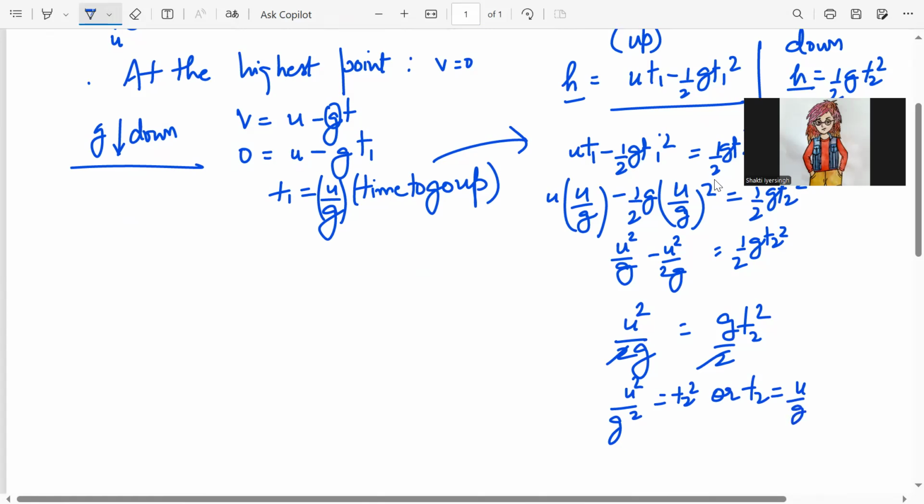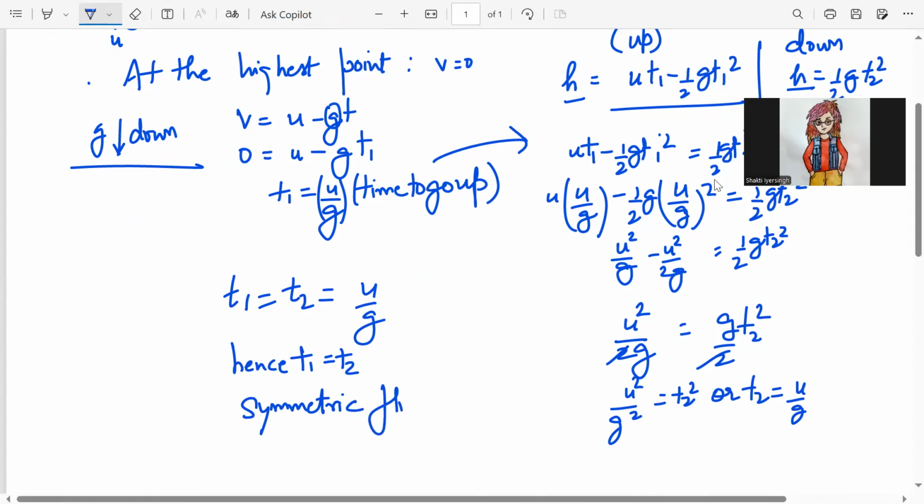Hence, we can see that T2 and T1 are both equal to U upon G. And hence, T1 equals T2. This means that it's a symmetric flight. It takes an equal time to go upwards and an equal time to come down. Well, that was a little proof. I hope you liked it, and I'll see you soon in the next video.